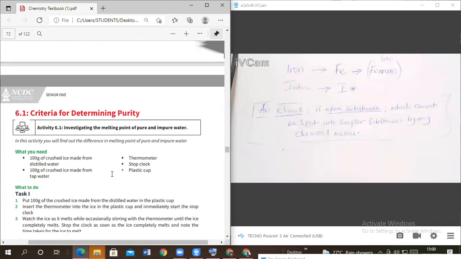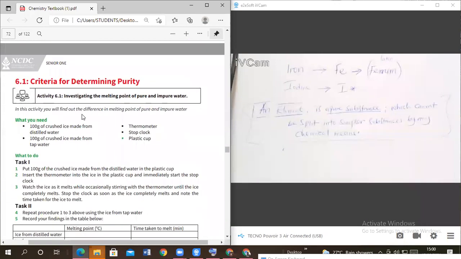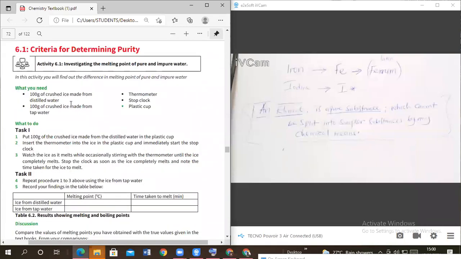Yes. Good. So we looked at the way of determining the purity of a substance. You look for its boiling and melting point. If you want to look for the melting point of a substance, what you do is get ice of distilled water and ice of tap water, crush both of them and insert a thermometer in each, in a plastic cup. We looked at materials. Why do they use plastic cups?